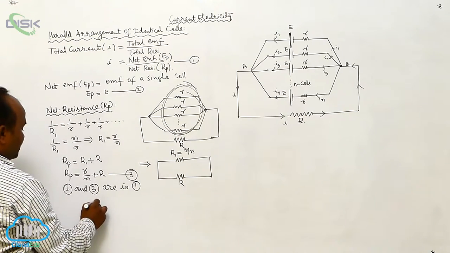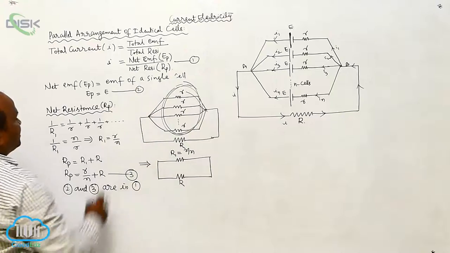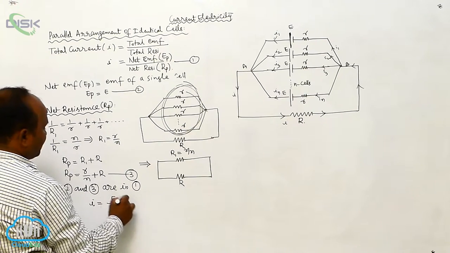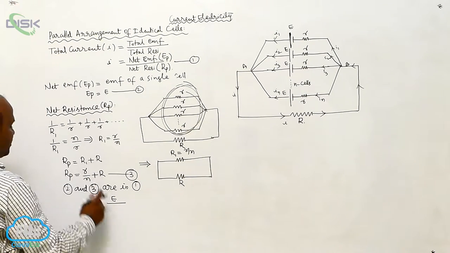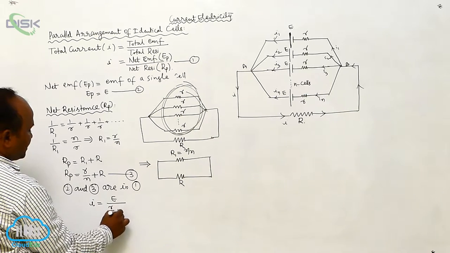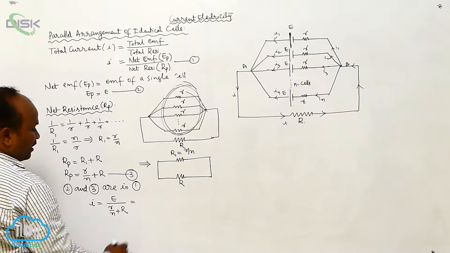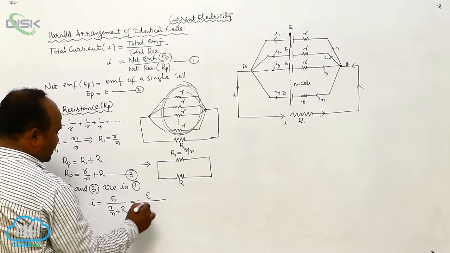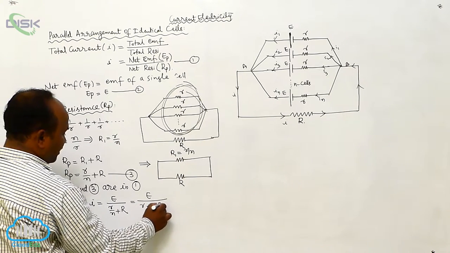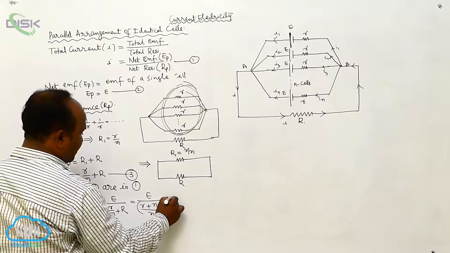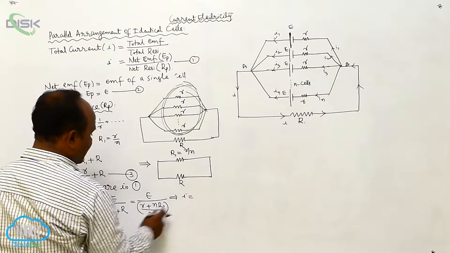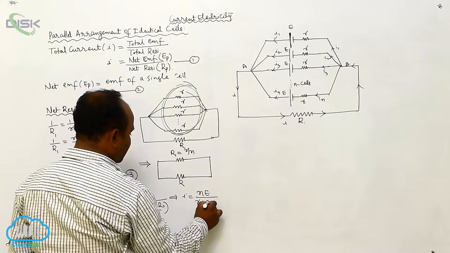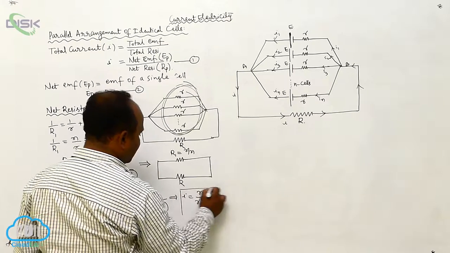Therefore, I is equal to net EMF by net resistance. What is the net EMF? Net EMF is equal to E. What is the net resistance? Net resistance is equal to r by N plus R. Therefore, I is equal to capital E by that, which may be written as r plus N into capital R by small n. That implies I is equal to N into E by small r plus NR. Now, this is the equation.